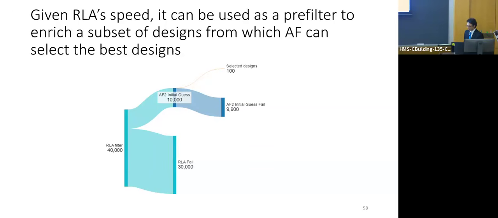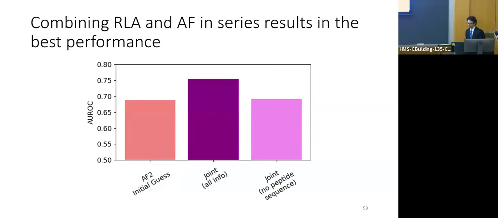And then let's say you just take the top quartile of RLA scores and then run your expensive calculations on that top quartile to generate more confident predictions. So we call that our joint method, and the joint method on this data performs much better.